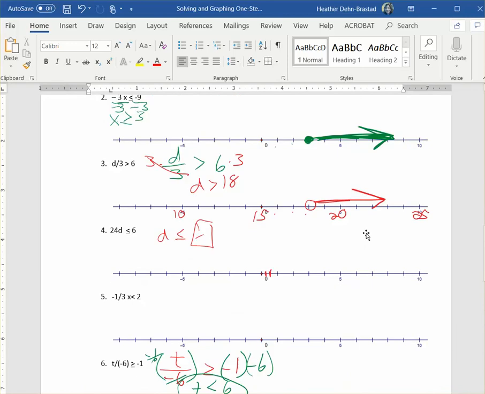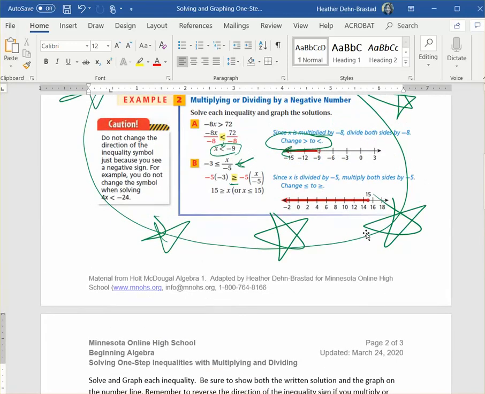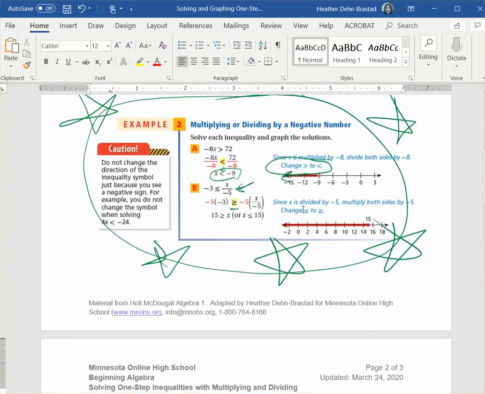If you get stuck, please let me know. Make sure you do all of these problems. Make sure you remember to switch the direction of the inequality if you multiply or divide by a negative.